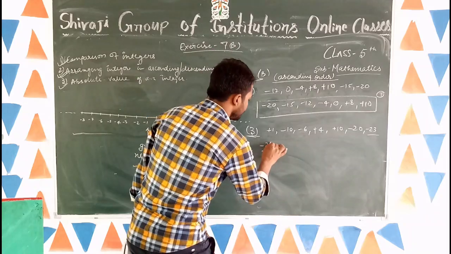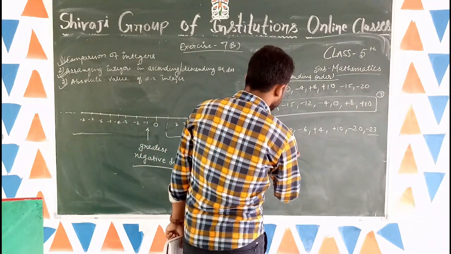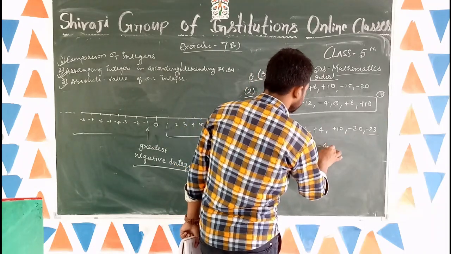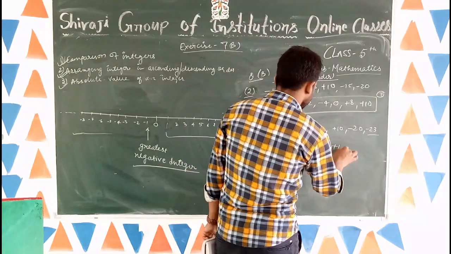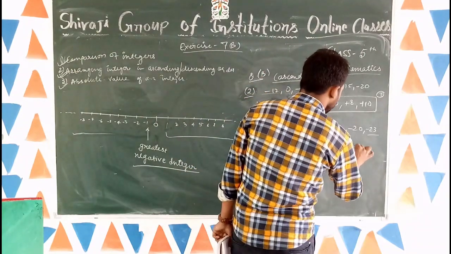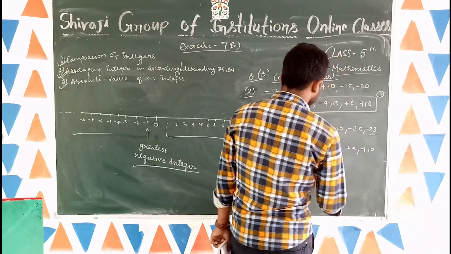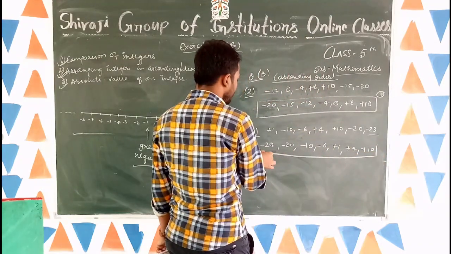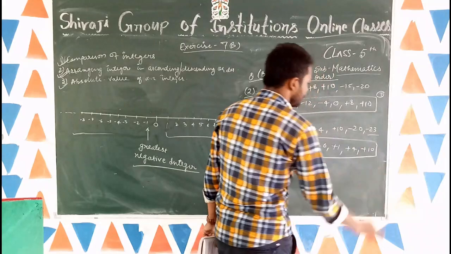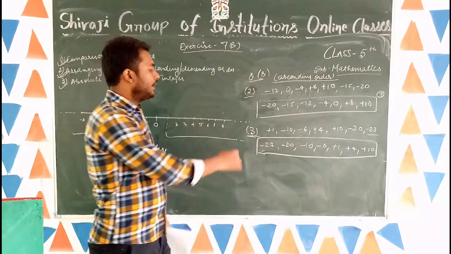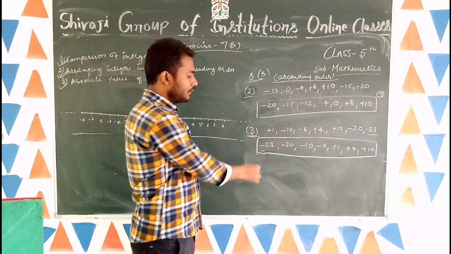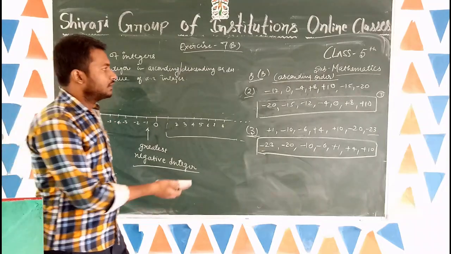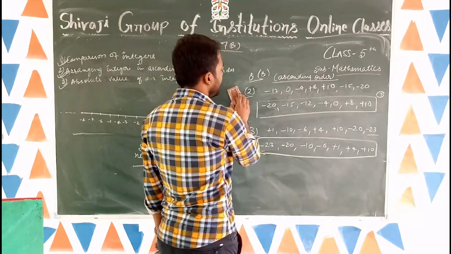Okay students, so minus 23, then minus 20, then minus 10, then minus 6 and plus 1, plus 4 and plus 10. So this will be 1, 2, 3, 4, 5, 6, 7. Okay students, so this series will be the ascending order series for the given questions. Okay students, so we have to solve all the questions in this manner. Okay students, now we are going to solve descending order, or we can say decreasing order series.